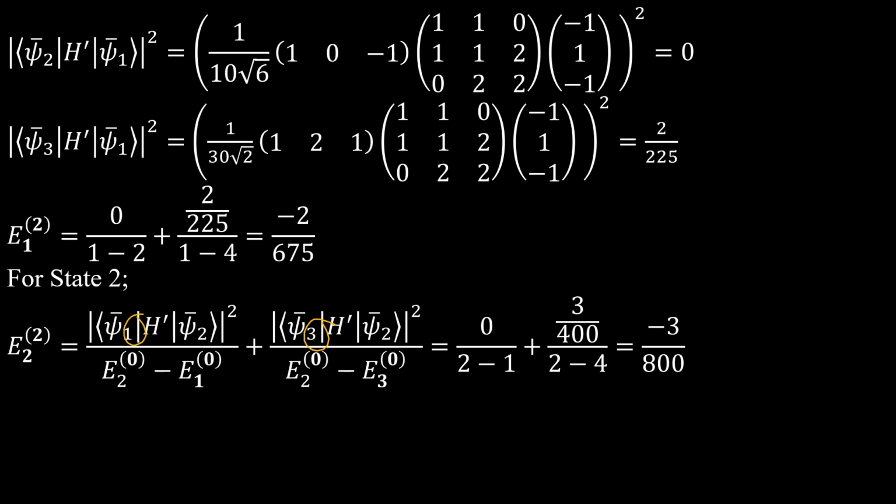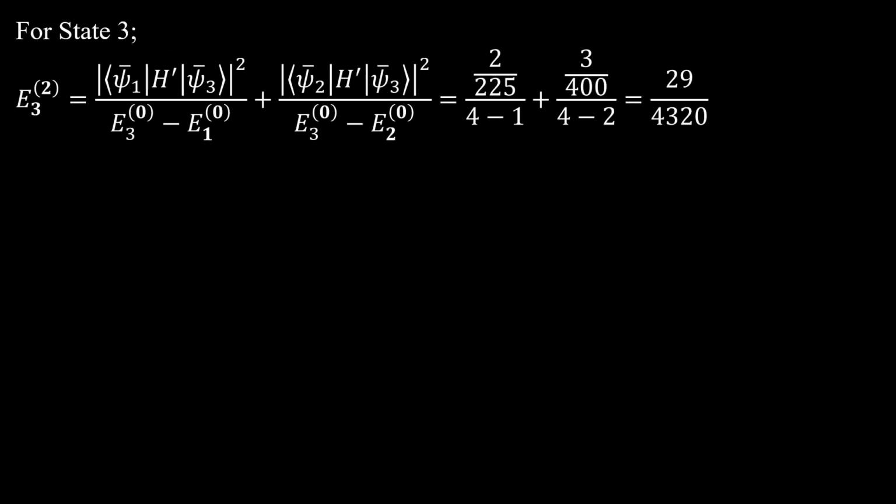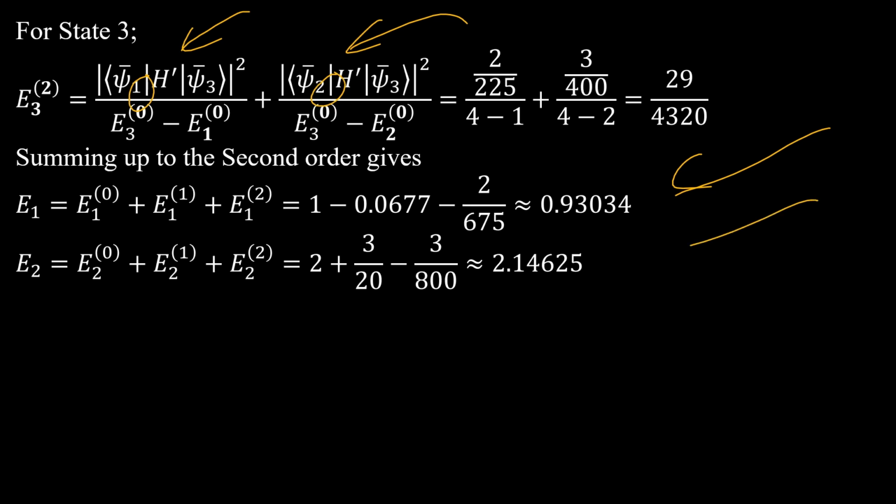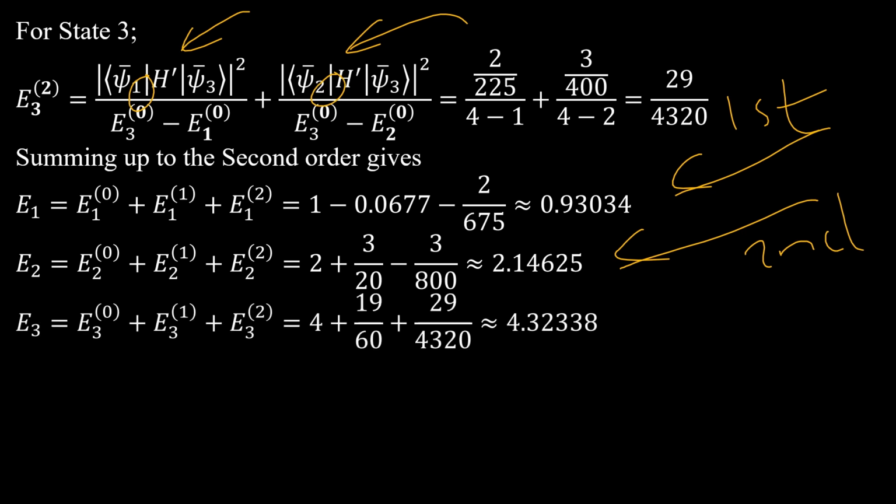Then lastly, for state 3, we are going to have this. n is 3 and j can only take values of 1 and 2. Don't forget. If we do that same expression by finding the matrix here, we are going to have this expression. If we sum up to the second order, it's going to give this for the first state, this for the second state, and this for the third state.